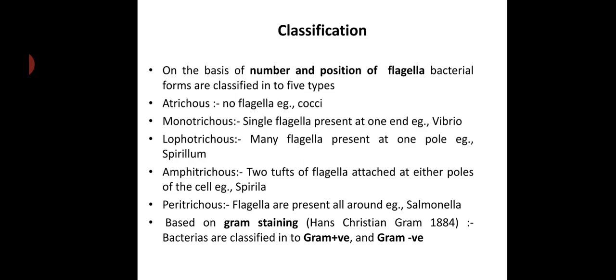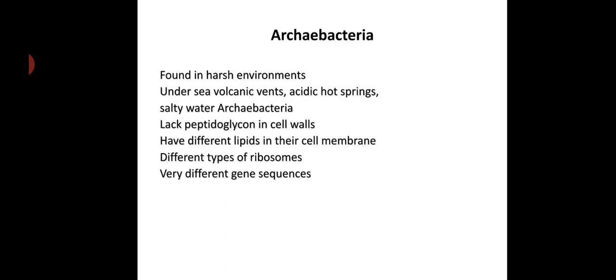Not only these two types of classification, that is based on the shape of the cell and the number of flagella, the bacteria are also classified based on staining methods. That is called Gram staining. This was done for the first time by Hans Christian Gram in the year 1884. He classified bacteria based on the staining technique into gram positive and gram negative bacteria. That's about bacteria and their classification.